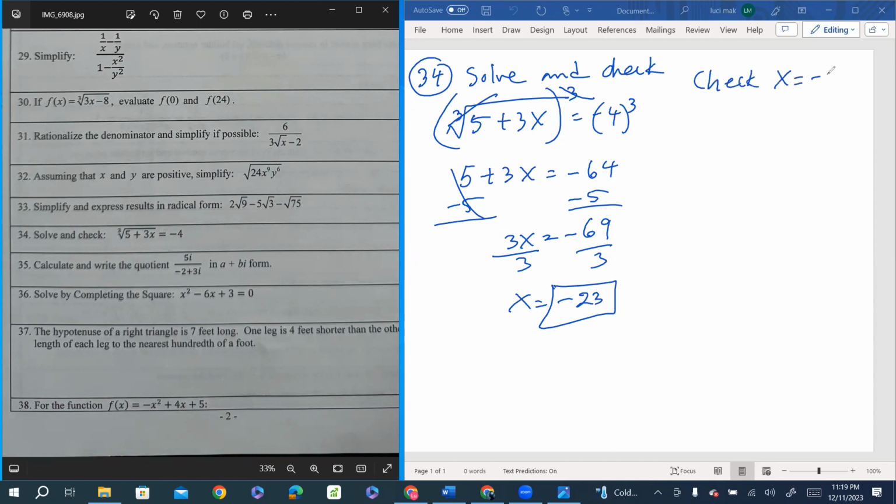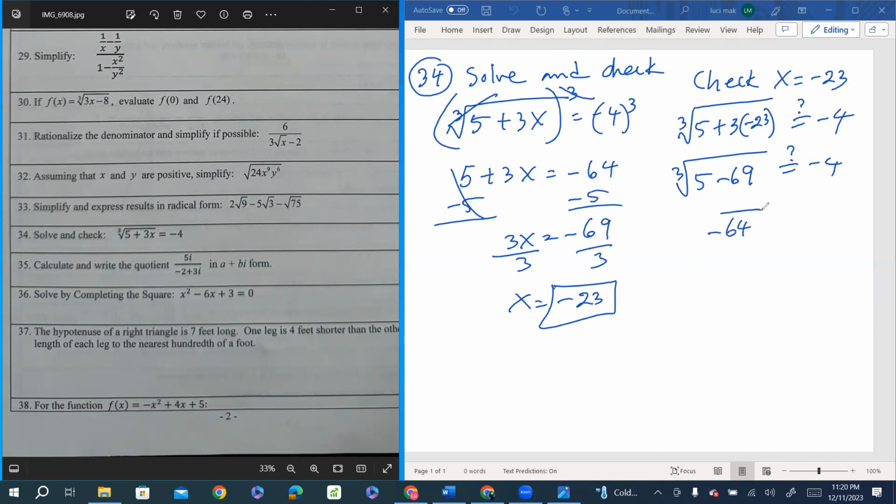Check with x equals negative 23. So we have the cube root of 5 times 5 plus 3 times negative 23. We want to check if it's really negative 4, right? So it's the cube root of 5 plus 3 times negative 23, which is negative 69. Is that really negative 4? 5 minus 69 is negative 64. You know the cube root of negative 64 is negative 4.